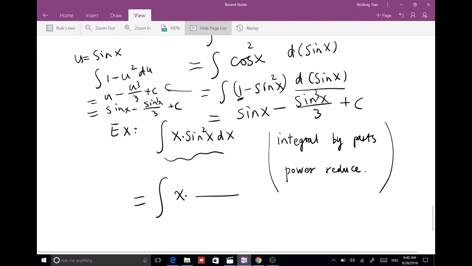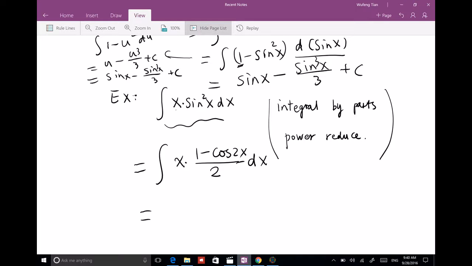Now for this one, sine x squared, use the power reduction formula: it is half of 1 minus cosine 2x, dx. Alright, so let me think. I would like to ask a student to help me continue here. Is there any student I've never called on before? Matthew, let me see. Jasper. I have to go back and check the name again. Luke, can you help me with this one? Continue here.